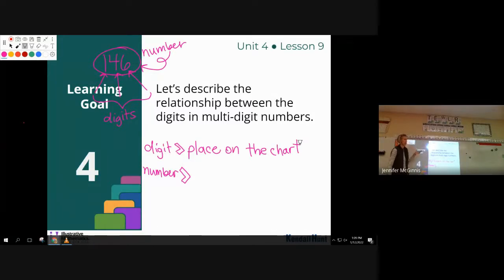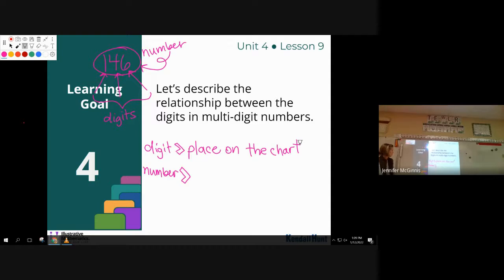What's the value of the 4 here? Everybody? 40. We have a 4 in the tens place. So there are 4 tens. The value of the 4 is 40. What's the value of the 6? 6 ones. So the value of the 6 is just 6. What's the value of the 1? 100, because it's in the hundreds place.